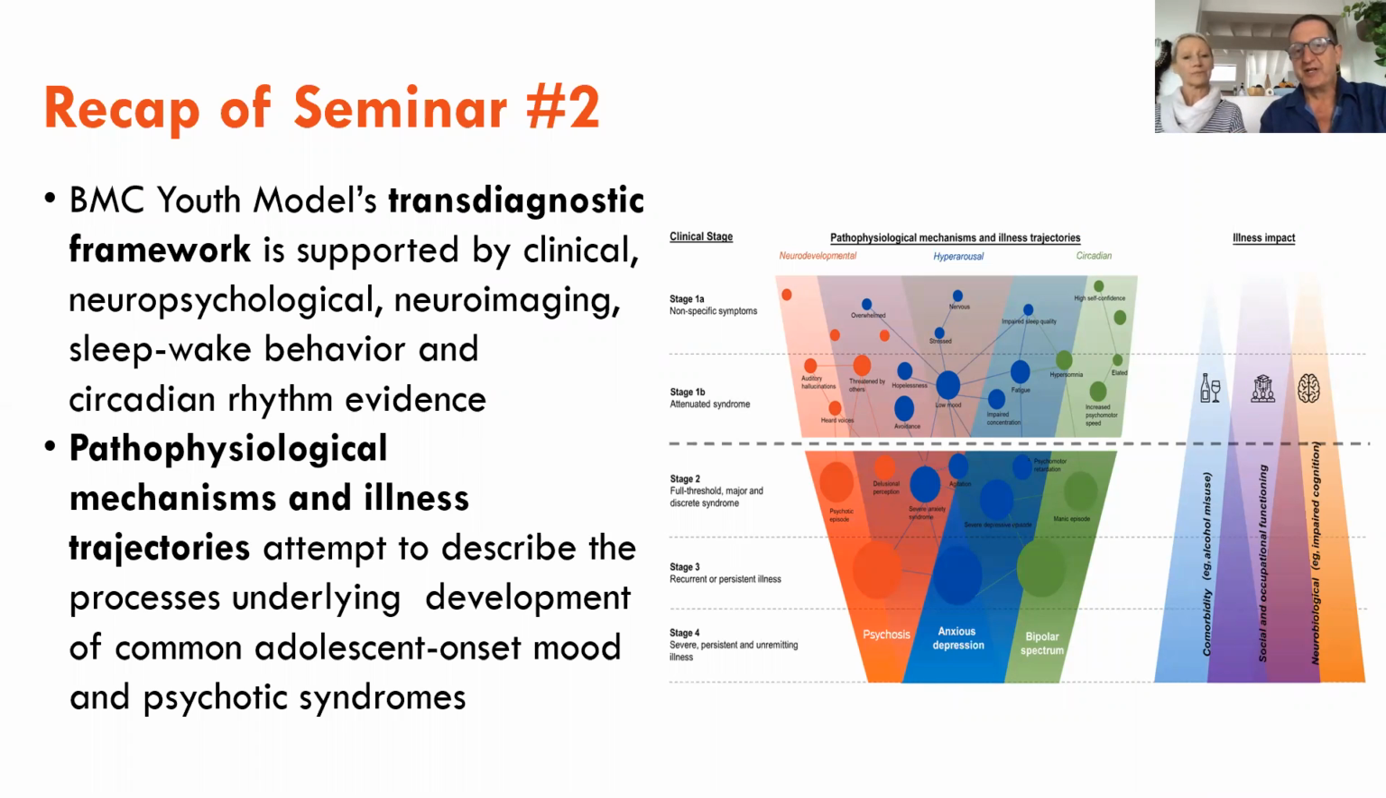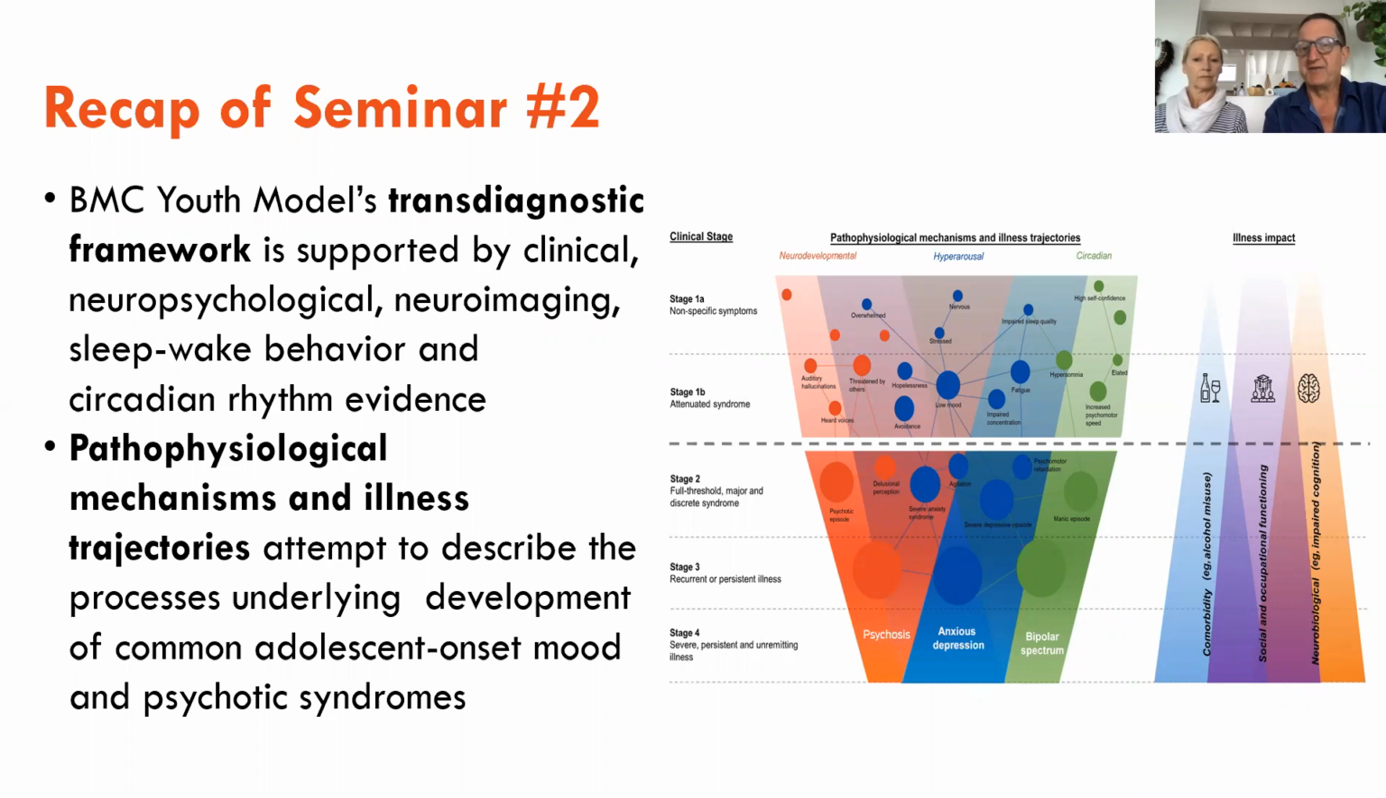Importantly, we don't focus on individual diagnoses. We focus on those large pathophysiological pathways. And there are 3 that we're particularly preoccupied with. A neurodevelopmental one that may result in increased risk of psychotic type disorders in adolescence. The hyperarousal or anxiety depression type framework gives rise to common forms of anxiety and depression, and circadian rhythms or body clock type disturbances that often give rise to bipolar type disorders.